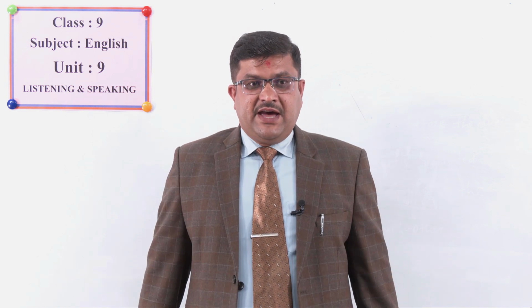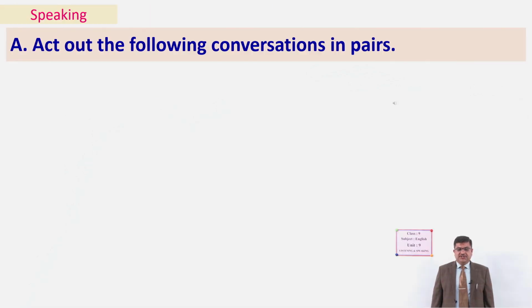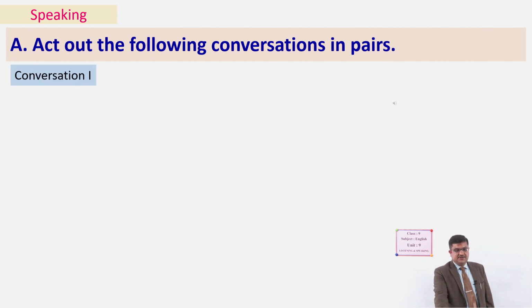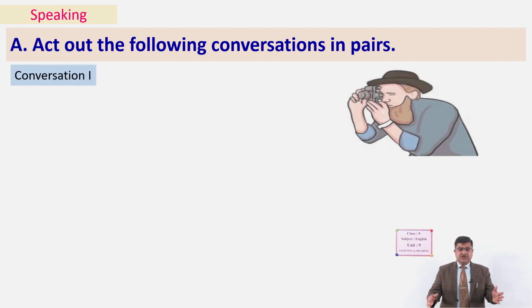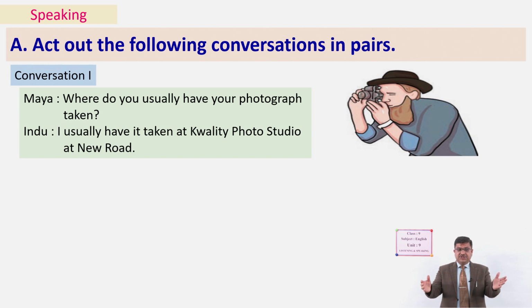A. Act out the following conversation in pairs. Here is conversation 1. Can you identify what the man is doing? Yes, he is taking a photograph. Now here is a conversation between Maya and Indu. Where do you usually have your photograph taken? And Indu says, I usually have it taken at Quality Photo Studio at New Road.